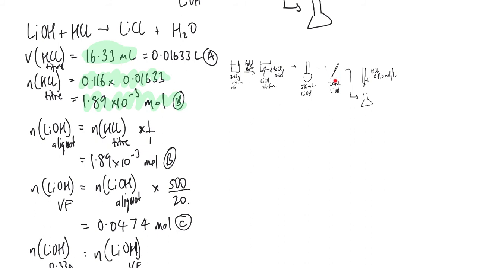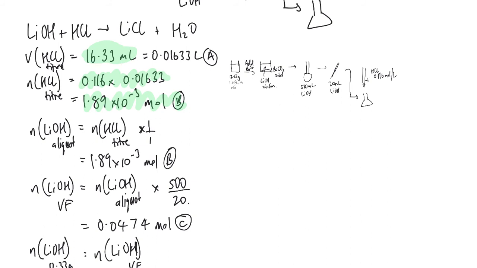So now we're up to here. Then we need to work out the lithium hydroxide in the volumetric flask. Now remember, the pipette is a portion, or the aliquot is a portion of the volumetric flask, or a fraction of it, so we can use that fraction idea to work out the total. And remember, this is again the aliquot calculation where the concentrations are the same, but the number of moles and the volumes are different.